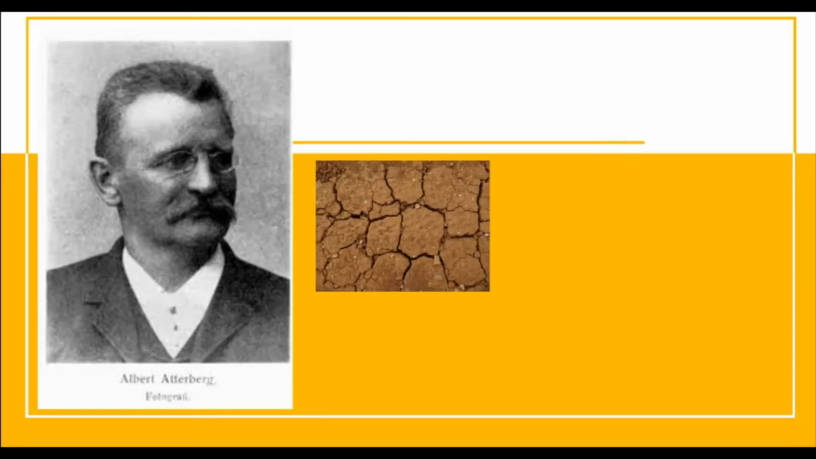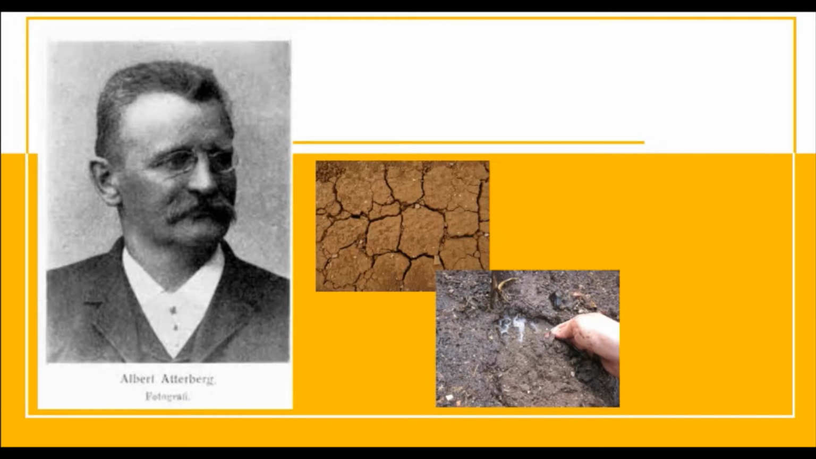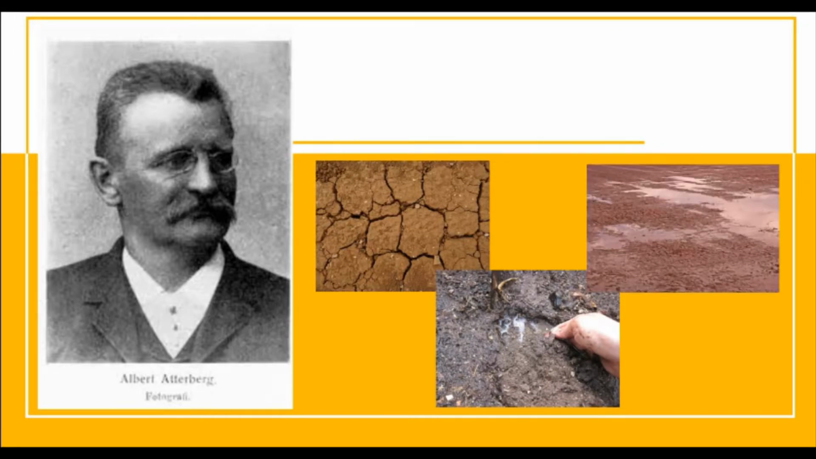Atterberg limits were introduced by Albert Atterberg in the early 1900s, a Swedish scientist that developed a method describing the consistency of fine-grained soils with varying moisture content. So he described the behavior of soils at various moisture content.